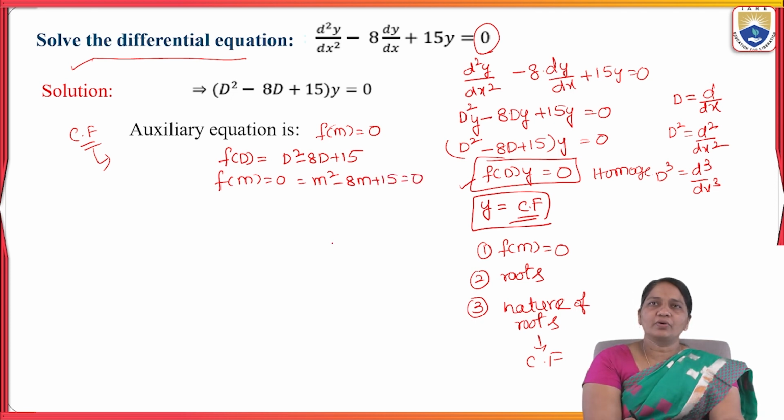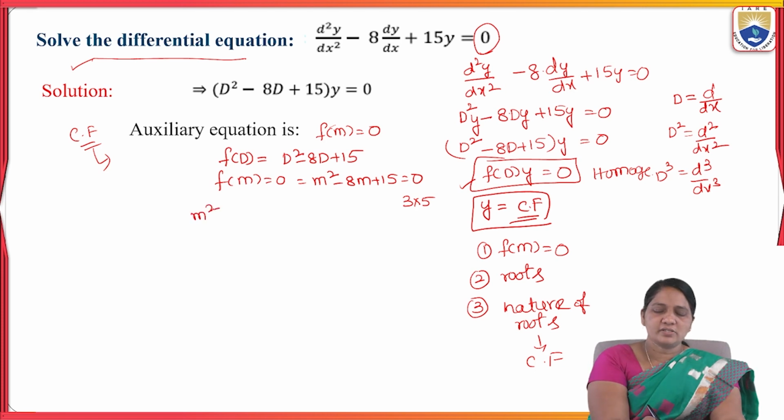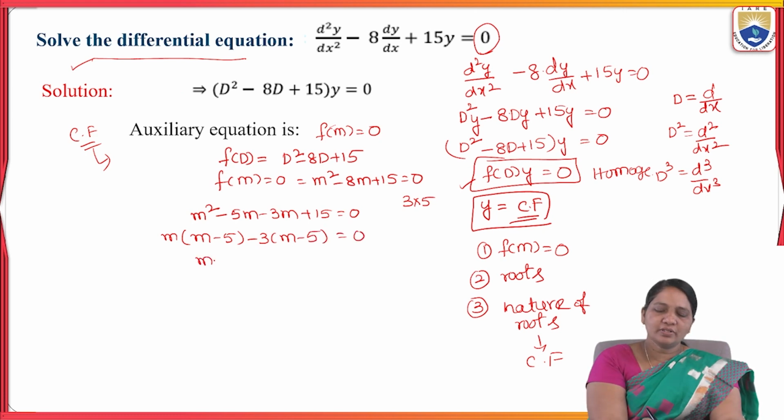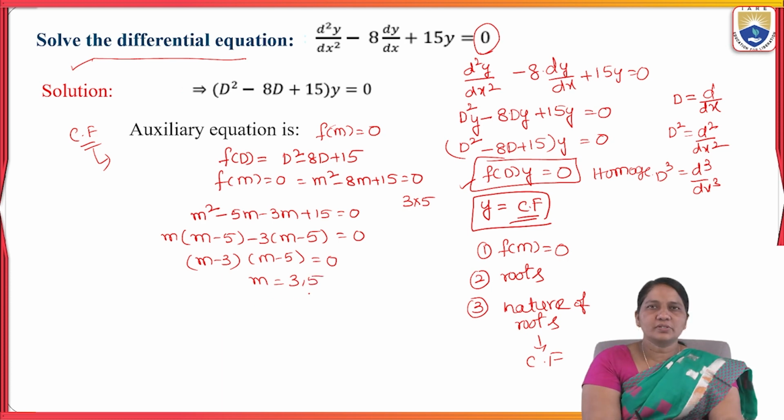So from this we are going to find the roots. Here we have the factors: 3 fives are 15. I can write this as m square minus 5m minus 3m plus 15 equal to 0. Now I take m common here, m minus 5, and 3 common here, m minus 5, equal to 0. So (m minus 3)(m minus 5) is equal to 0. So the m values are 3 comma 5. Here we got the roots 3 comma 5.